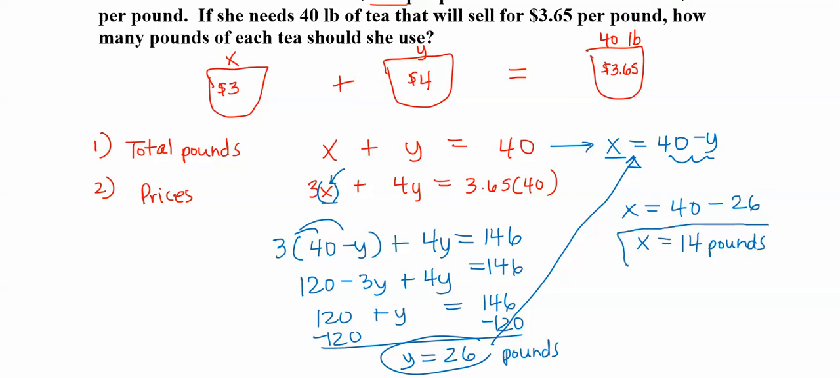So we're going to mix together 14 pounds of the $3 tea and 26 pounds of the $4 tea to get a resulting 40 pounds of tea that we can sell for $3.65.